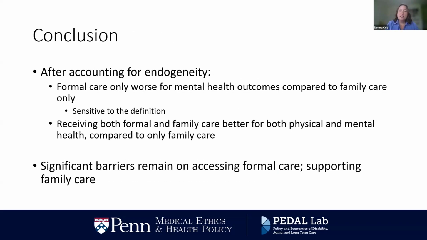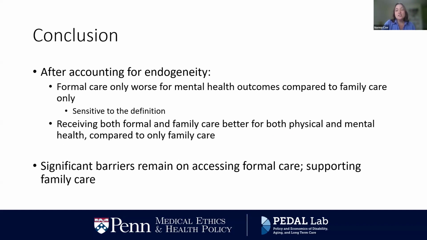But overall, what I think we are finding is that after accounting for endogeneity, formal care only leads to worse mental health outcomes compared to family care. But like I said, that's very sensitive to the definition. So I think the takeaway is really that receiving both family and formal care is better for both self-reported physical health and mental health compared to receiving family care only.